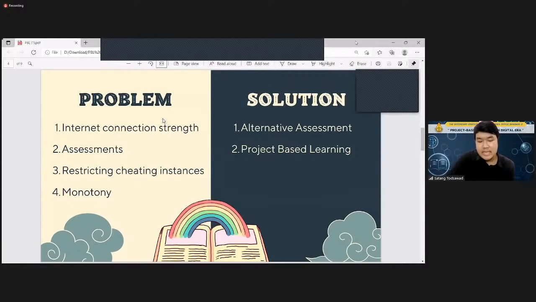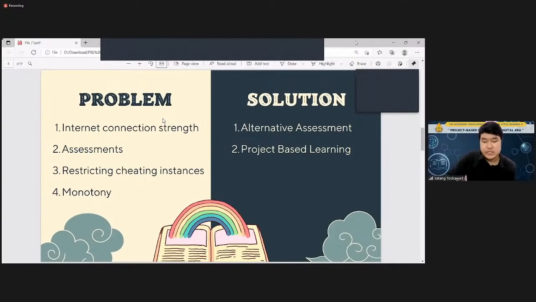There are many alternative assessments, for example, presentation, essay, journal, role play, or model building. But one of them is PBL, which will solve the rest of the problems. I'll show you.